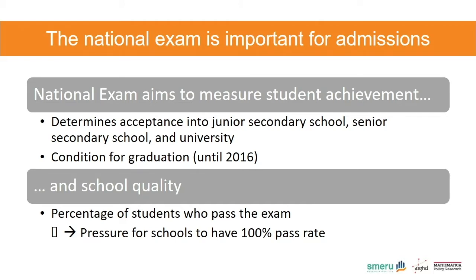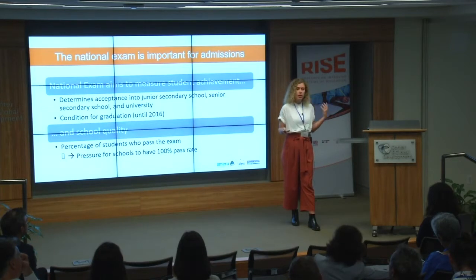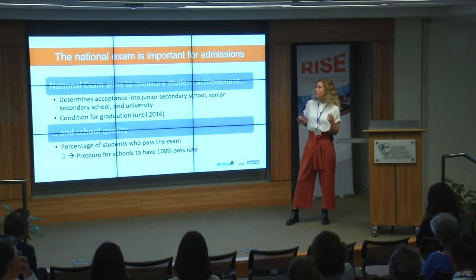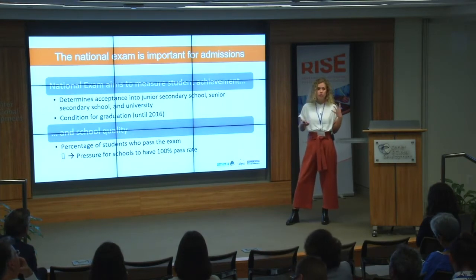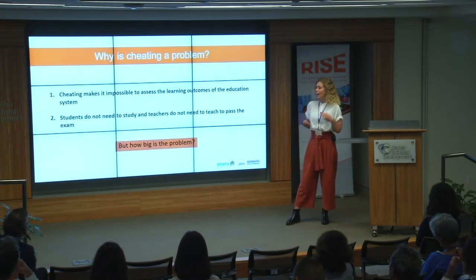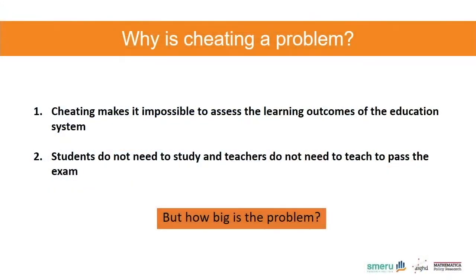And for schools, it's mainly a reputation thing. If schools score low on average on the national exam, they'll look bad, and they don't like it. So both for students and for teachers and principals, there are incentives to cheat on the national exam. I think every one of you here will agree that cheating is bad and should not be happening.